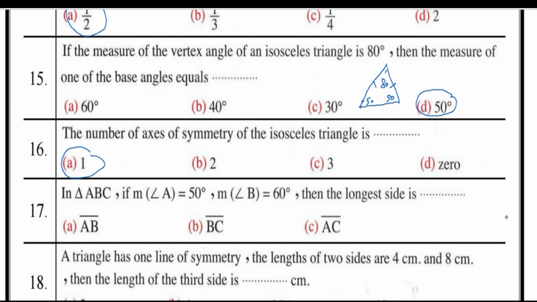Triangle ABC, measure A 50, measure B 60, so we must find the third angle, measure angle C. 180 minus the sum of these two will be 70. C is the greatest angle, so the longest side is AB, the opposite side of angle C. The opposite of C, across from it, gives AB.